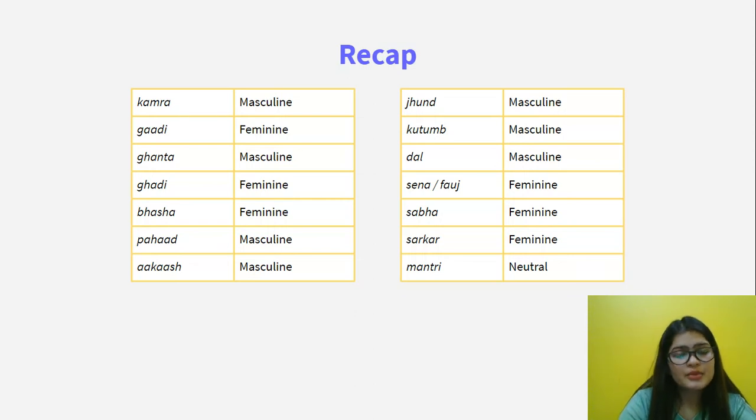A quick recap: Kamra, which is a room, is masculine. Gadi, vehicle, feminine. Ghanta, a bell, masculine. Ghadi, feminine. Bhasha, feminine. Pahad, masculine. Akash, masculine. Jhund, which is a crowd, masculine. Kutum, masculine. Dal, masculine. Sena or Fauj, feminine. Sabha, feminine. Sarkar, feminine. Mantri, or politician in English, is neutral gender.